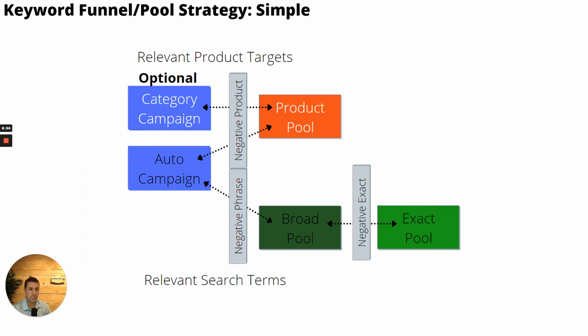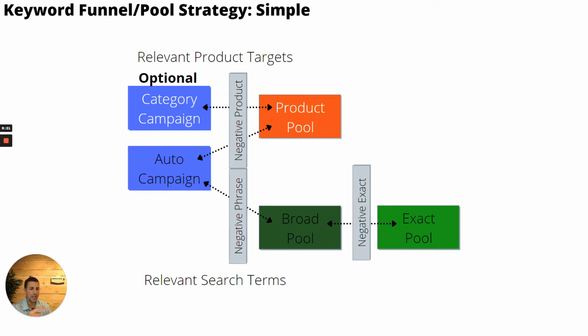So when conversions occur in the auto campaign, I look at those, and if they are relevant and good, I move them over. If they're a product, an ASIN targeting, I move them over to the product pool, and I negative product match that in the auto campaign. If there's a keyword that converts well, I actually take it and I move it to the broad pool, and I put it in there as a broad match, and then I negative phrase it in the auto campaign.